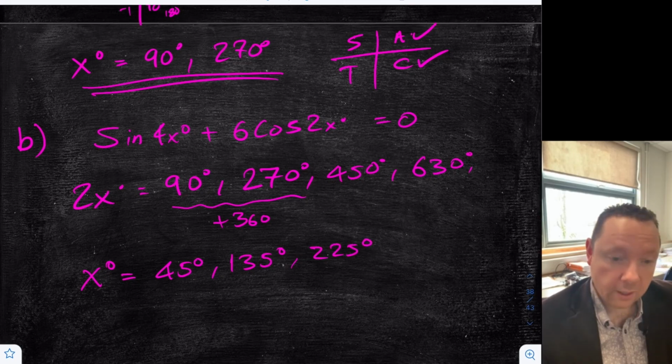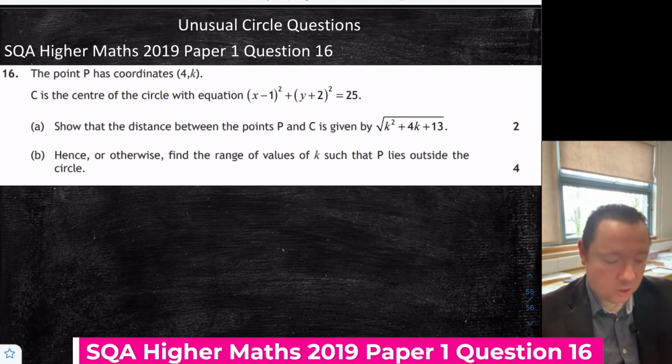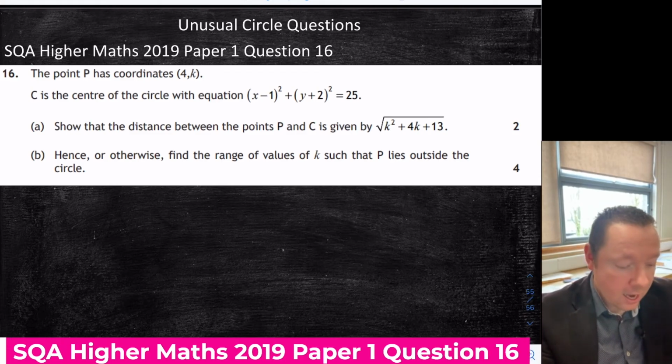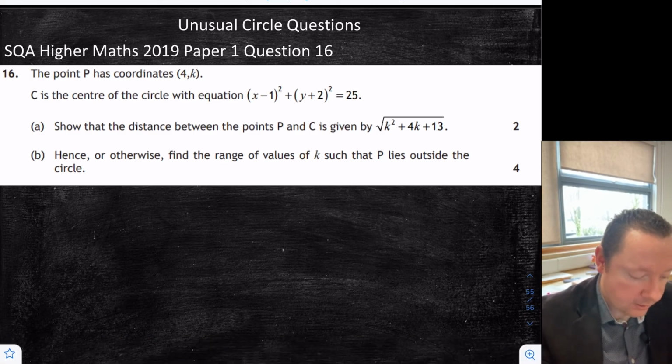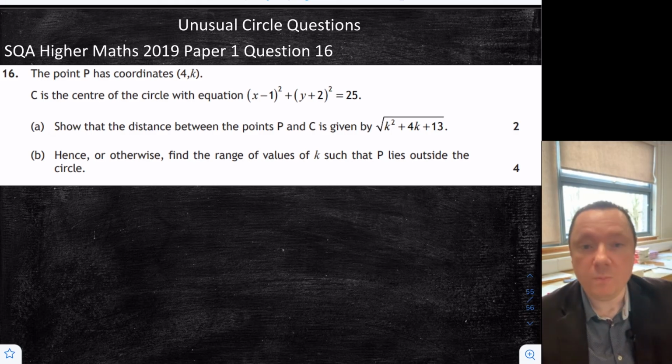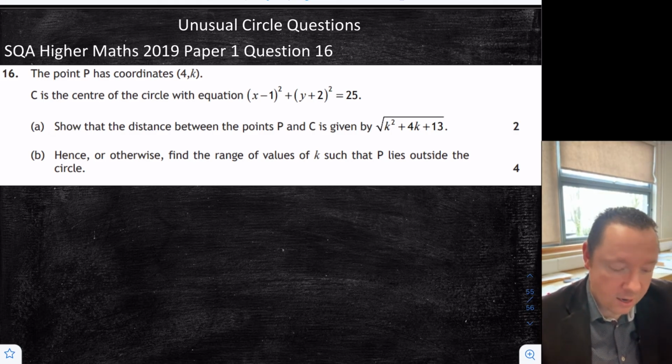And the final one is 315 degrees. And we're done there. Okay, unusual circle questions. SQA Higher Maths 2019 Paper 1 question 16 had this one. P is the point with coordinates (4, k) and C is the centre of the circle with this equation. Show the distance between P and C is given by the square root of k squared plus 4k plus 13.